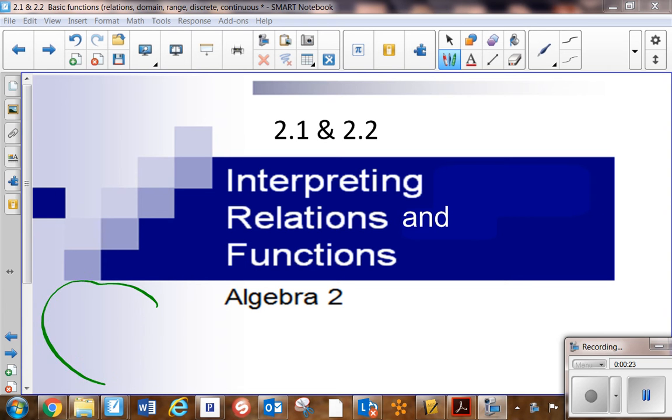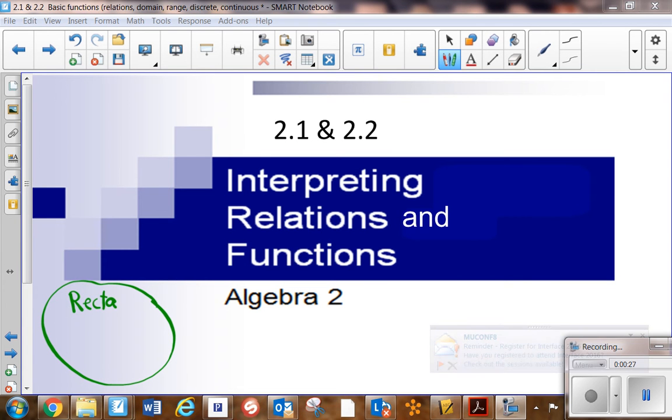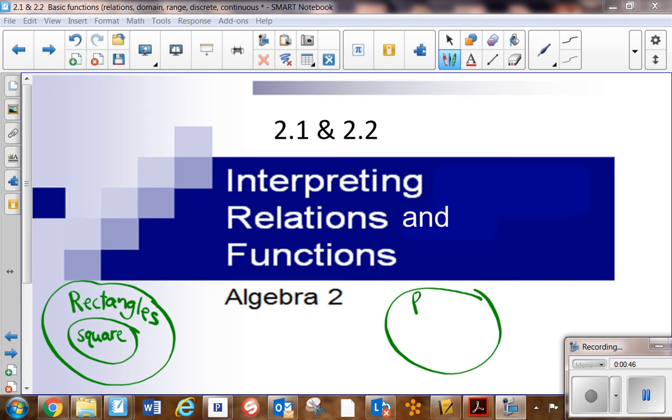You know how you've got rectangles, and then a square is a certain type of rectangle, right? So every square is a rectangle, but not every rectangle is a square, right? So by the same token, a relation is the big picture, and all it means is that you're pairing numbers together.